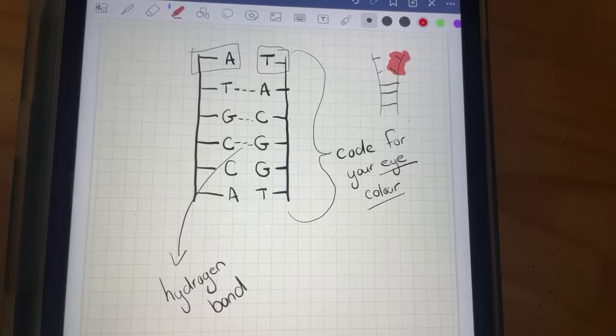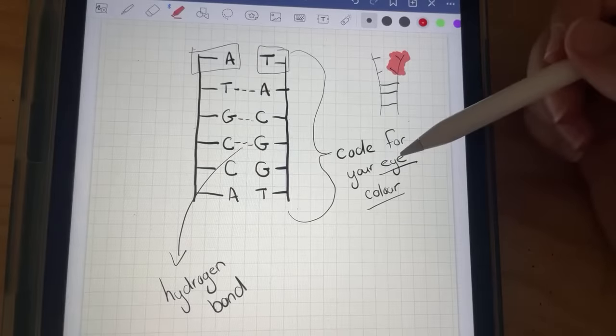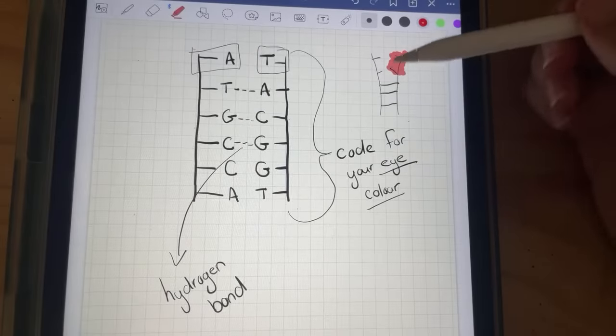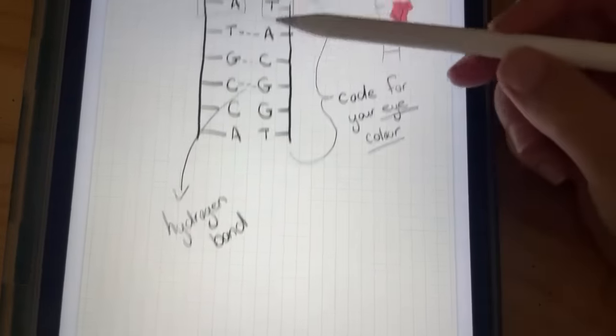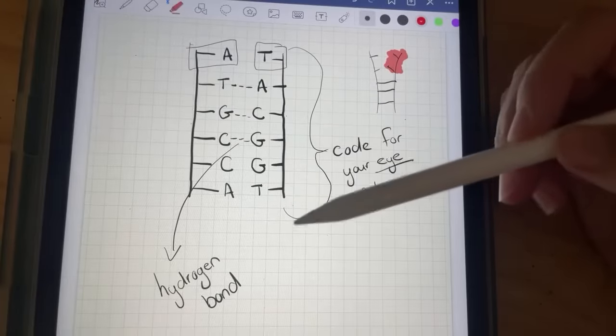If you lose the code for life, you end up accumulating lots of mutations and changes, and eventually they can be really detrimental to you, and it can lead to aging. It can lead to cancer. It can lead to harmful mutations that lead to disorders. So we don't want to lose any DNA. And so to prevent the loss of any of these codes, any of these letters, we have a hydrogen bond that holds them together and keeps them safe.